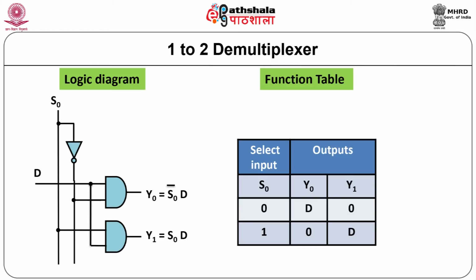Let us now construct the logic diagram from function table. Y0 is equal to S0 bar D and Y1 is equal to S0 D. It is very clear from function table, these two logic expressions can very easily be derived. Now, as you can see, both the outputs carry D as the input and the select line could be either in complemented or uncomplemented form.